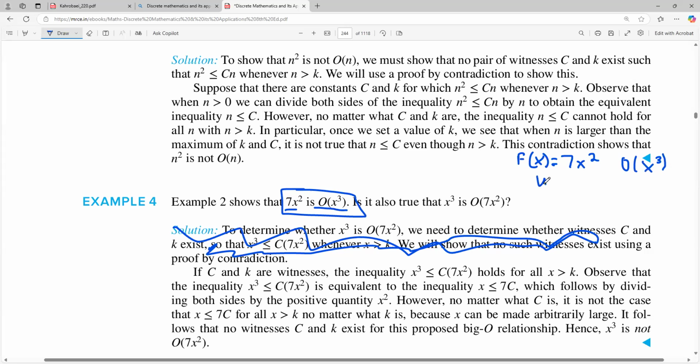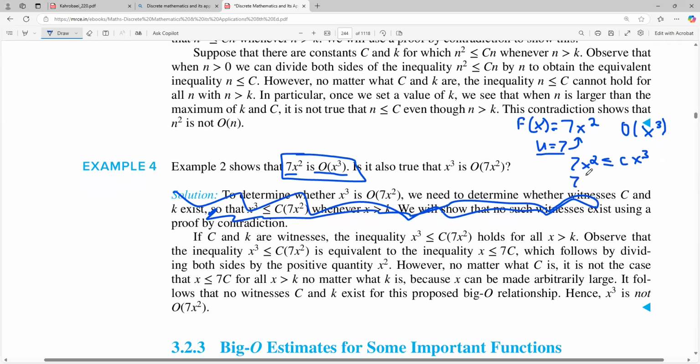If I choose k is 7, then I plug in 7 here. I get 7 times 7 squared is less than, remember, let me just backtrack a bit. We want to prove that this function, 7x squared, is less than or equal to some c times x cubed. So if I choose k is 7, or actually, yeah, let's choose k is 7 here. I just want to show something.